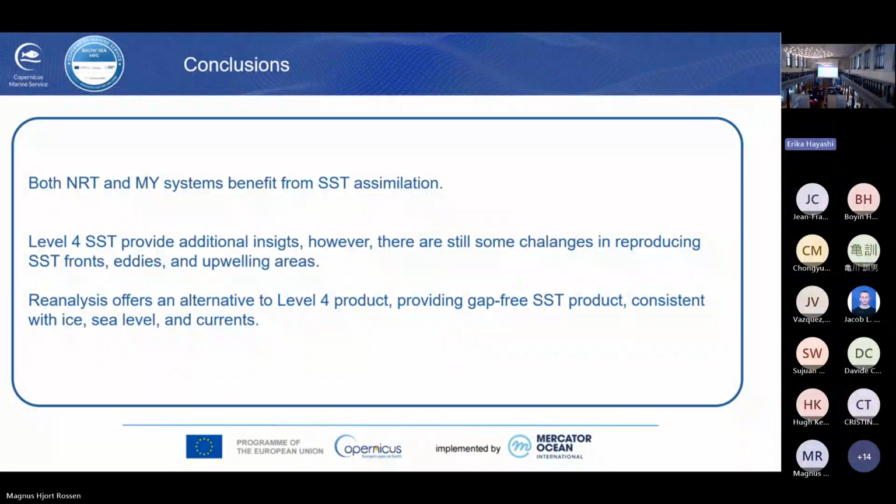And reanalysis offers an alternative view to the level 4, providing gap-free SSTs consistent with the other variables, for example, sea level and currents. And it's worth looking at alongside the level 4 system.